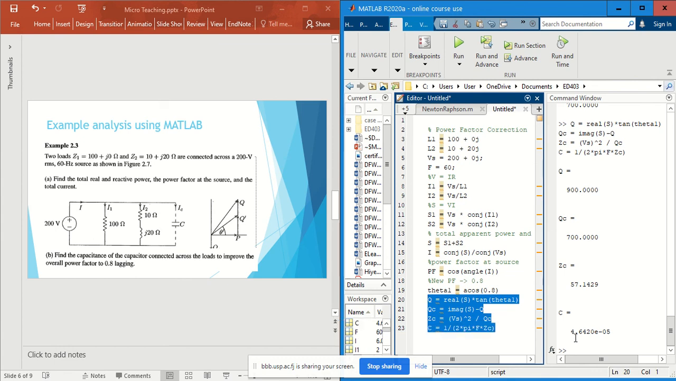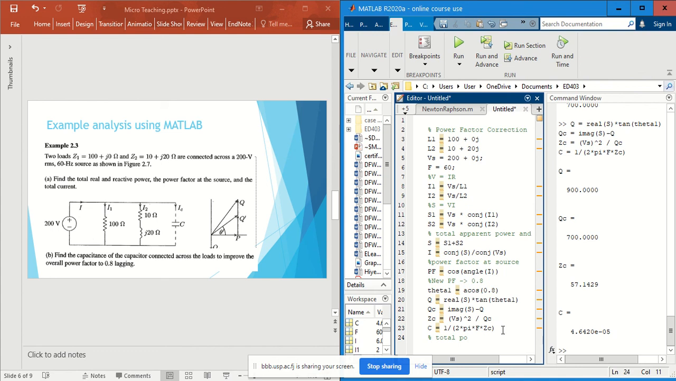So the value of capacitance needed is about, if you bring this down here, 46.42 microfarads. Okay, that's the value of capacitor needed. Now we know the value of capacitor. Now let's see what is the total power and new current that will be consumed with this power factor correction.